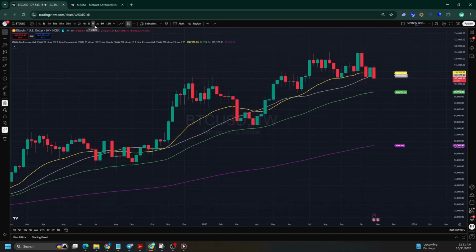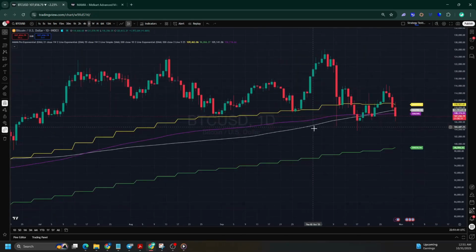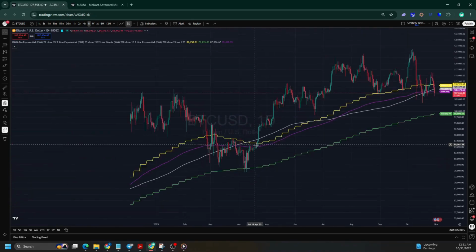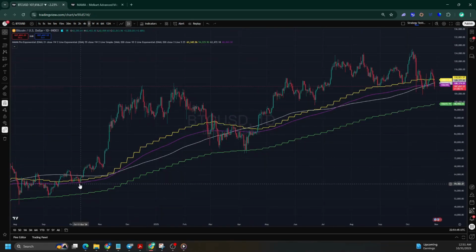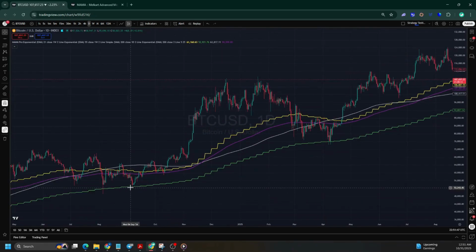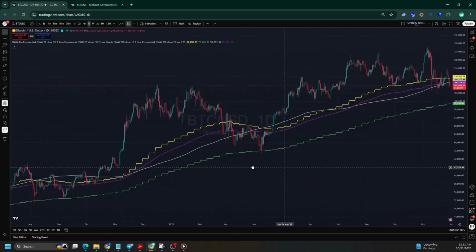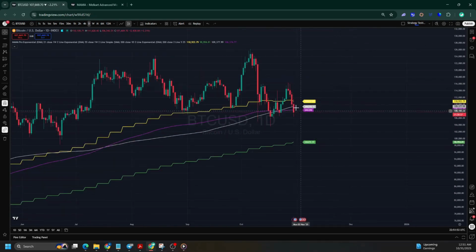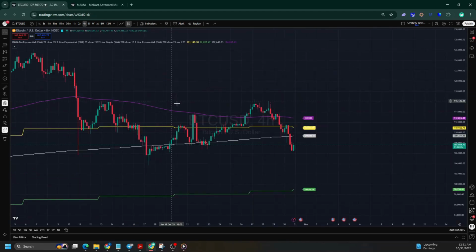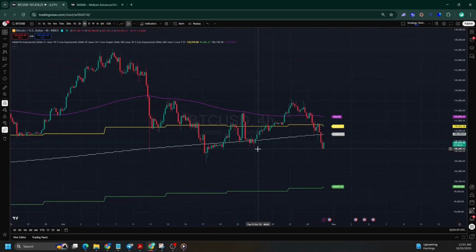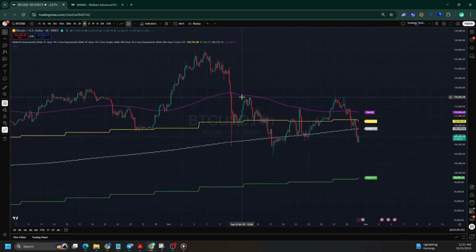And go to the daily. Usually on the daily, for example, let's look at here. It bounced from the 55 and then back tested the 200 and went up. Let's look at the 4 hours, for example. On the 4 hours, also the 200 EMA is usually important.